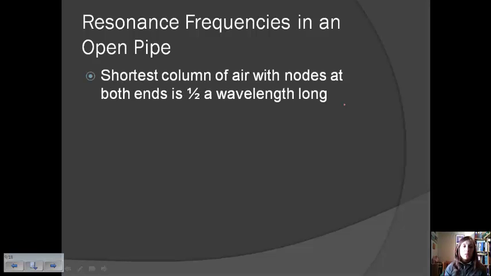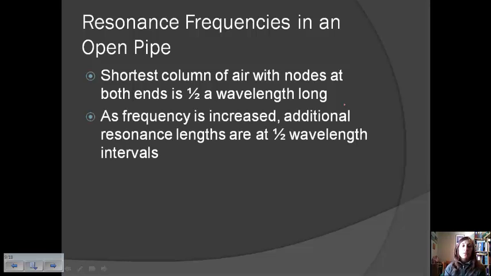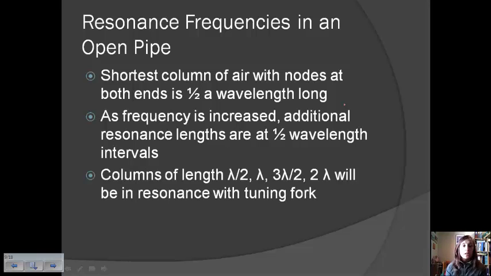Okay, so let's look at resonance frequencies in an open pipe. Here, the shortest column of air with nodes at both ends is 1/2 of a wavelength long. And so as the frequency is increased, we're still increasing it by 1/2 of a wavelength, just like we did for the closed pipe, but because we're starting at 1/2 of a wavelength instead of 1/4 of a wavelength, our intervals are different. And so columns of length 1/2 wavelength, wavelength, 3/2, 2, so adding 1/2 every time, will be in resonance with the tuning fork. So here we still have increases of 1/2 a wavelength like we had with the closed pipe, but we're starting at a different point.